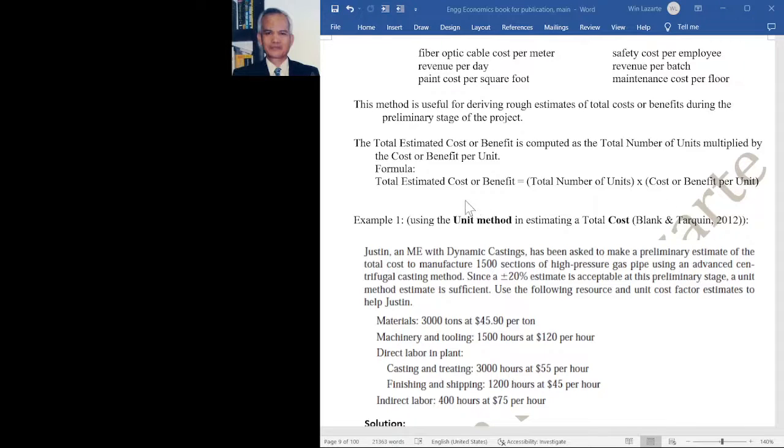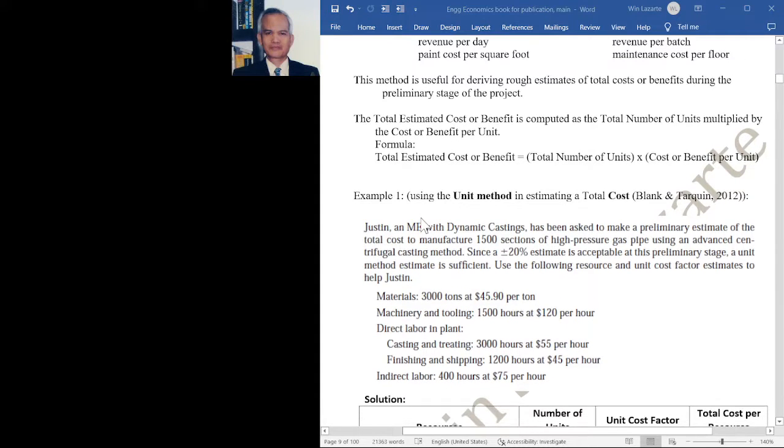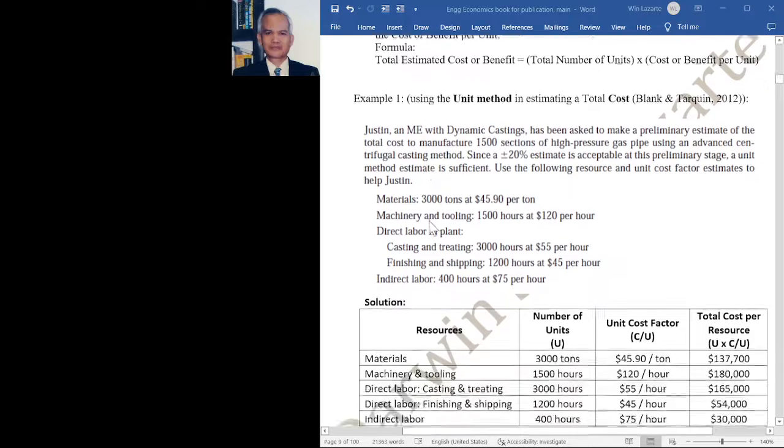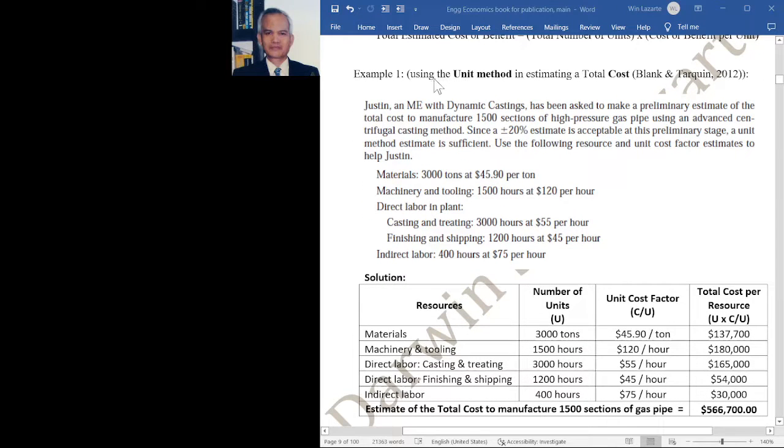For the demonstration on how to use this method, look at this example. Using the unit method in estimating a total cost. This example is taken from the reference book by Blank and Tarquin.